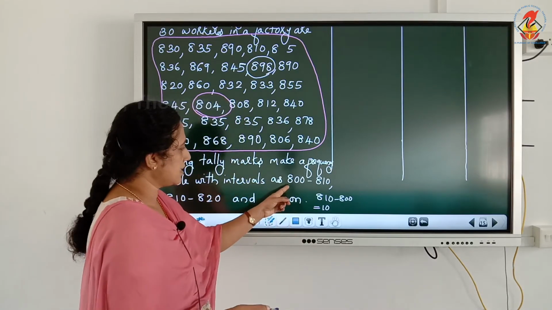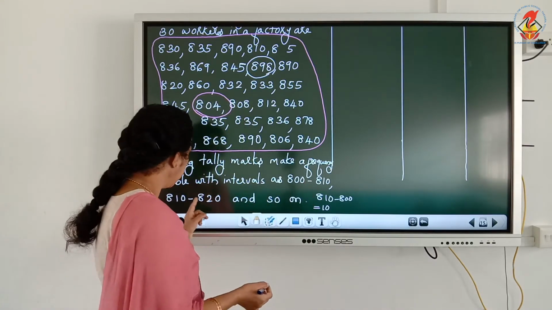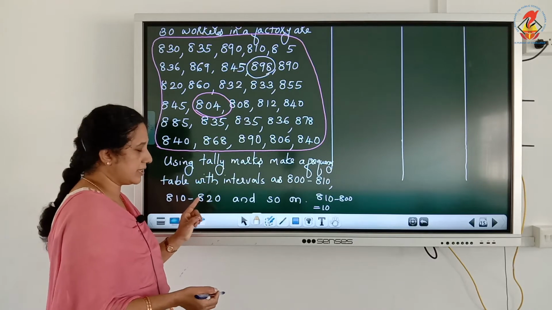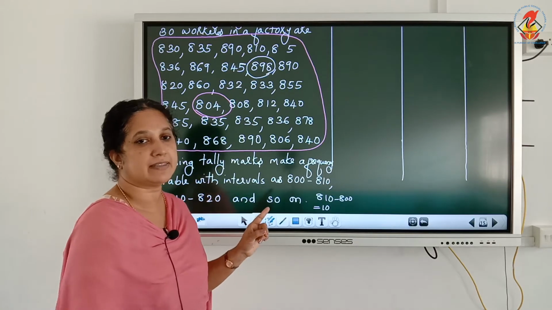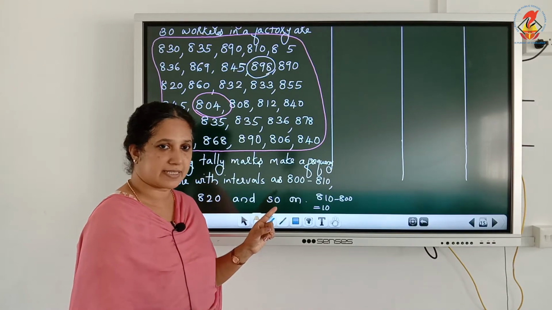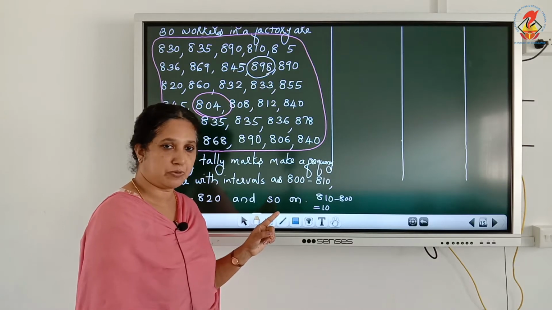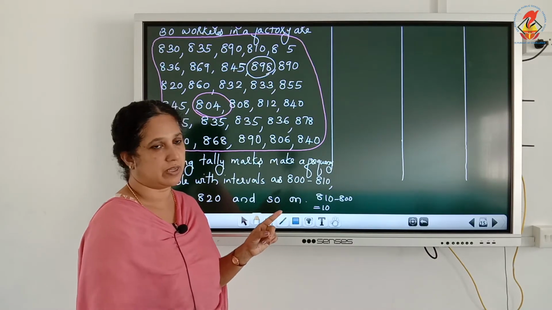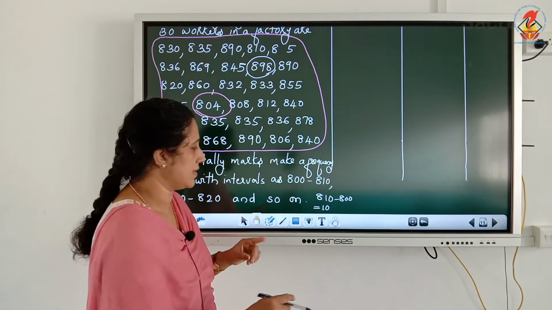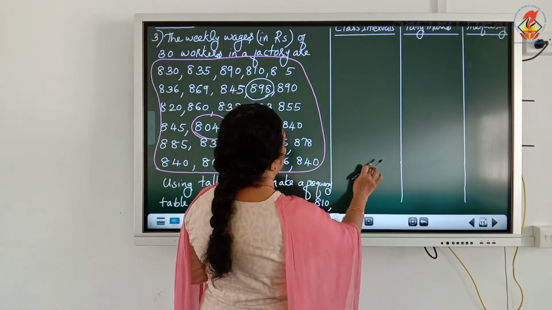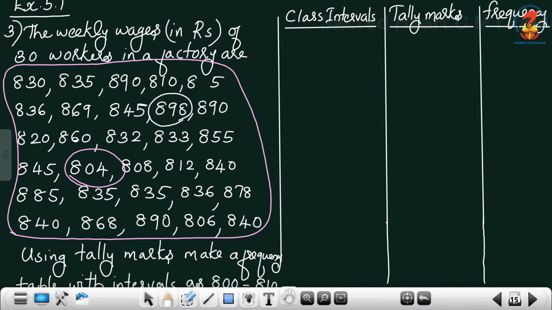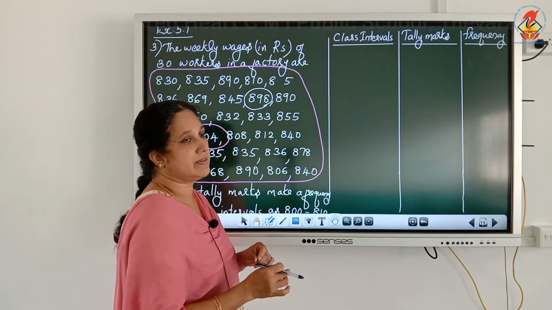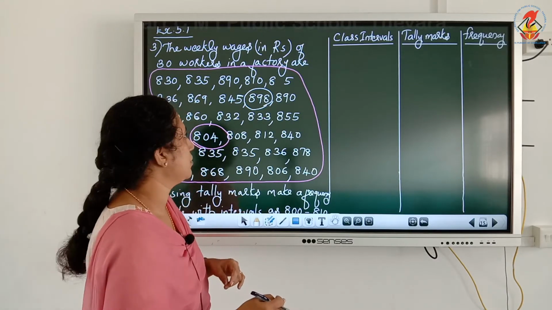So, the first class interval is 800 to 810, second one is 810 to 820. So, how can you take the third class interval? Third class interval is 820 to 830, 830 to 840 and so on. So, you have to write down the class intervals. Then we have to make the frequency distribution table. So, the table will consist of 3 columns, that is class intervals, tally marks and frequency.